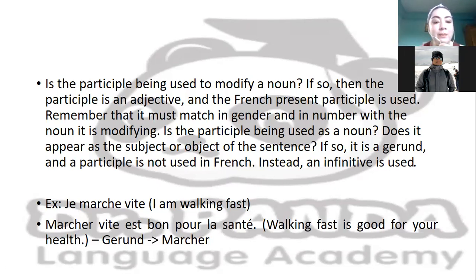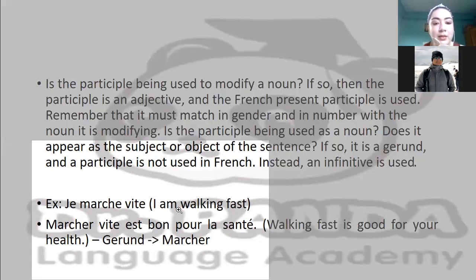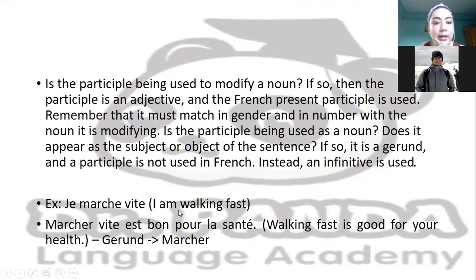So for example, when we want to say I am walking fast, you say je marche vite. Vite means fast. Okay, and then walking fast is good for your health. So marcher.